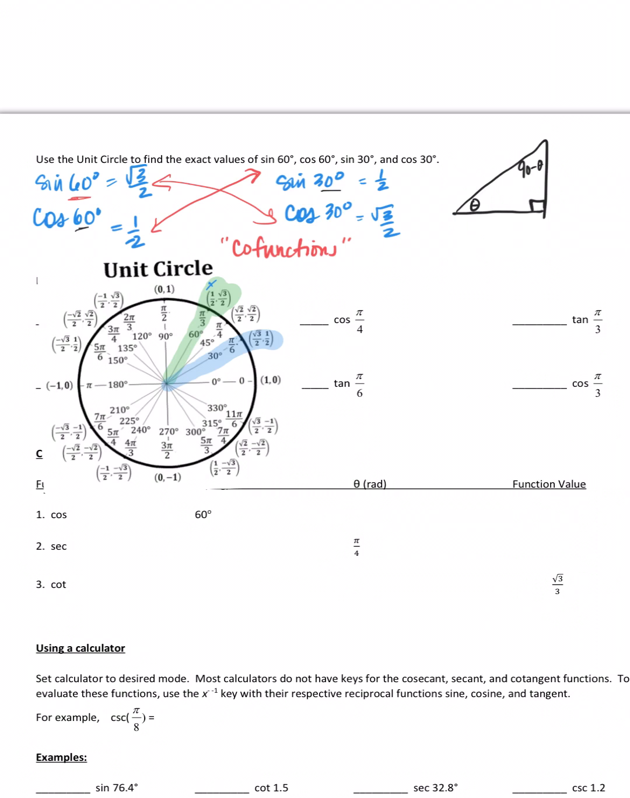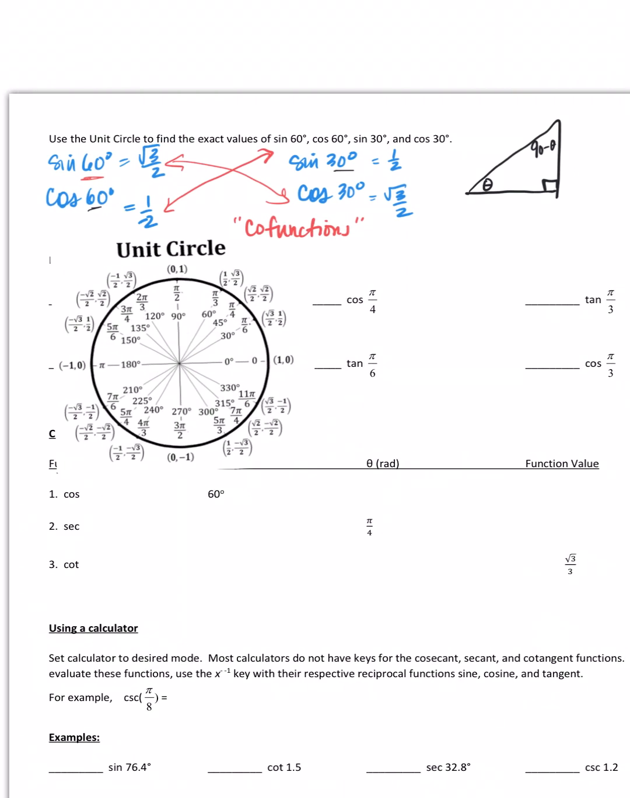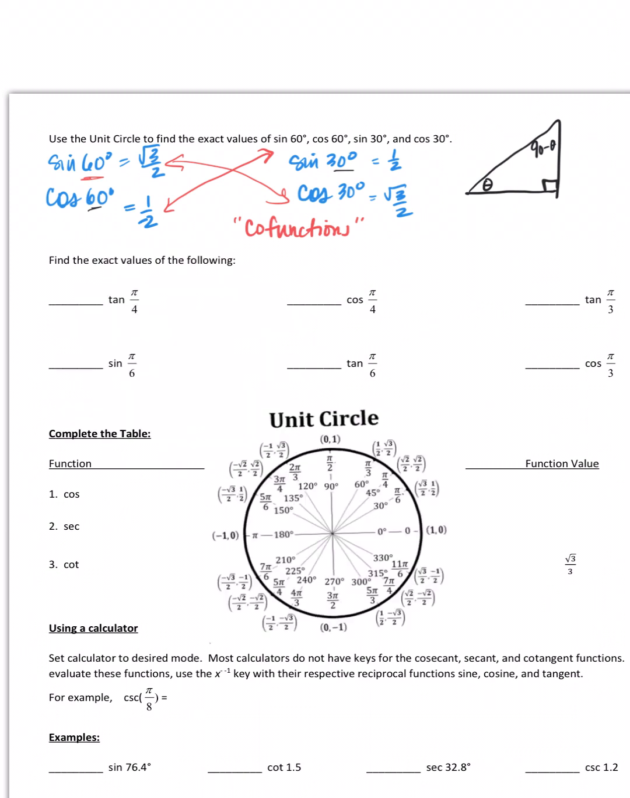All right, now let's move on to the next section. We're just going to keep up with our unit circle. So I'm going to erase my notations just for a second and move my unit circle around a bit. Okay, this next section, it's just more practice using our unit circle to find the exact values.